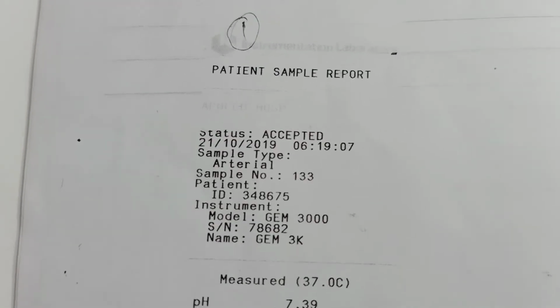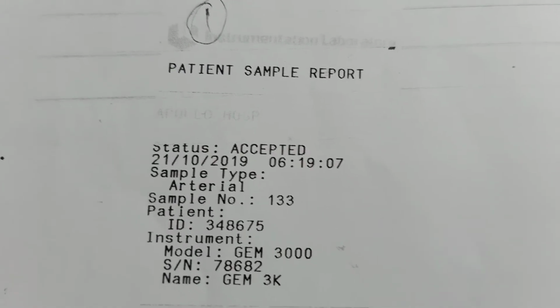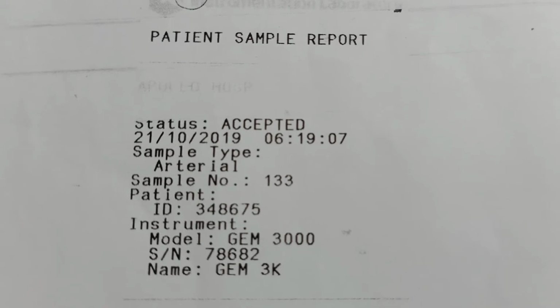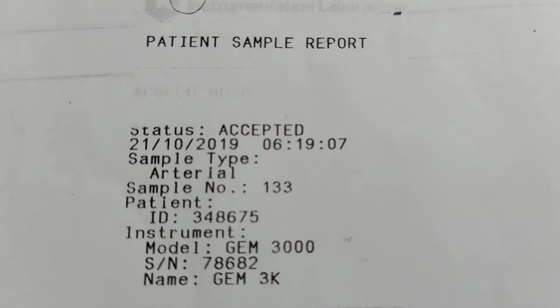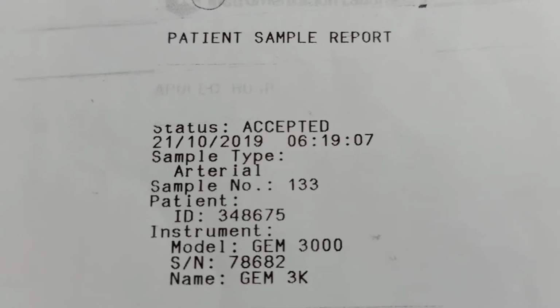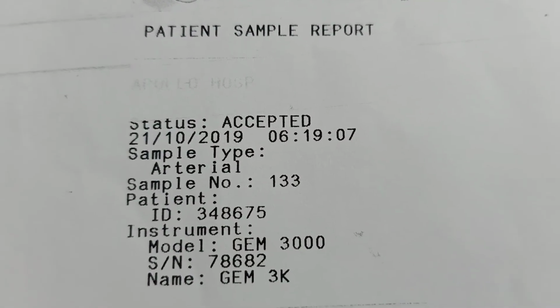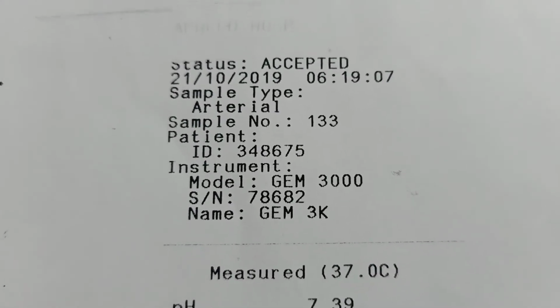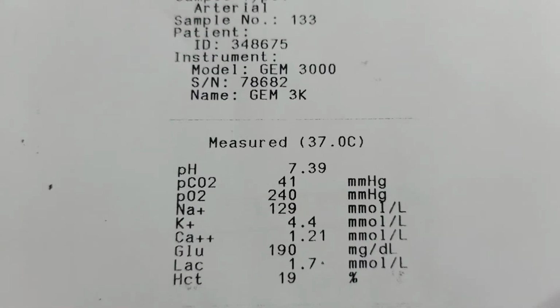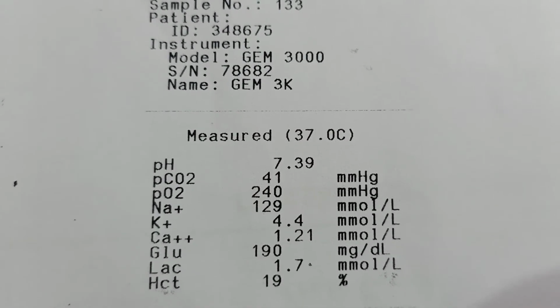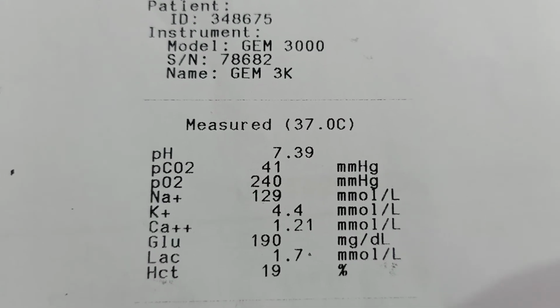Okay, so for your reference, I have an ABG analysis of a patient. Here you can see it is written patient sample report, the status is accepted, the date and timing are there, and the sample type is written as arterial. So from here you can understand that this is an ABG analysis. The ID is written and the model of the machine is also written. Here it says measured. 2 to 3 ml of blood is required for this analysis.